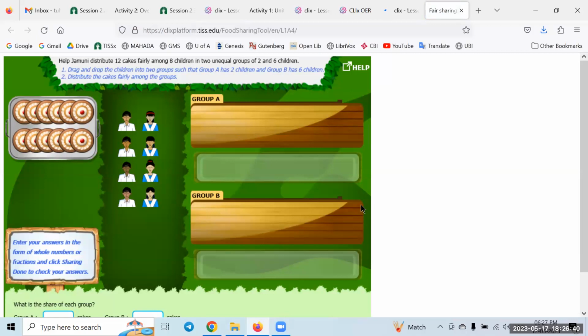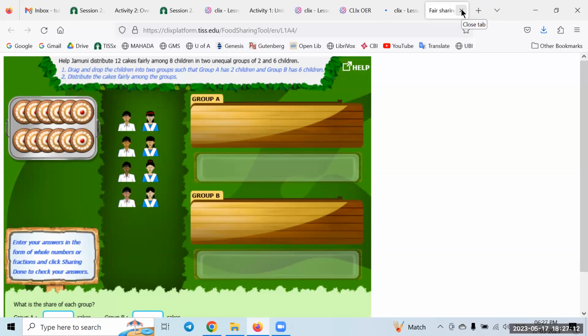So here the idea of proportion comes. You have to make the share equal in such a way that whatever cakes are being given to the 2 children, proportionally you have to give the cakes to the 6 children. For that, the equal group activity has to be done first so that they understand that in equal groups, the share for each person is same. So even in unequal groups, the share for each person has to be same. Okay. So then we can move to the next kind of activity.